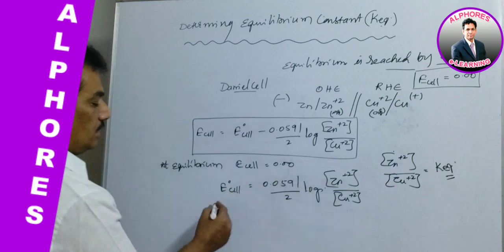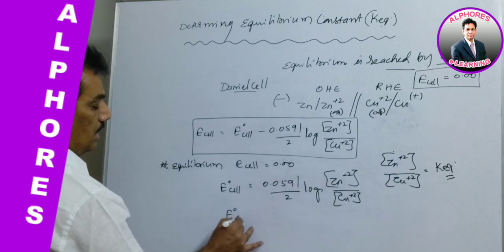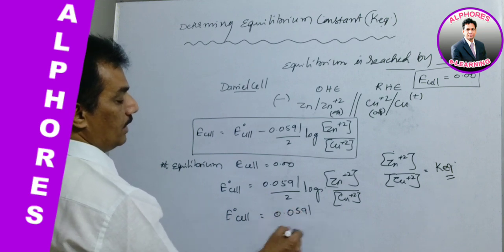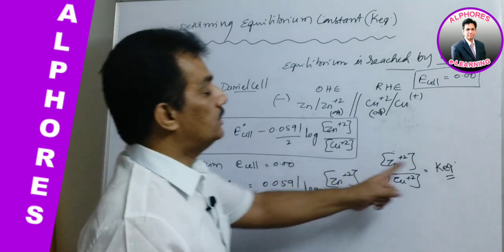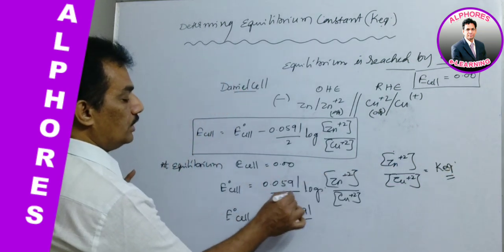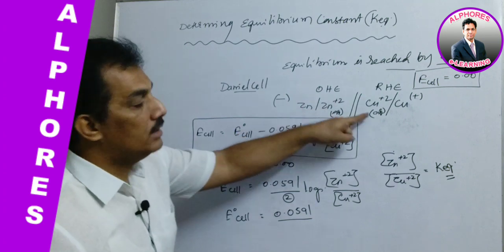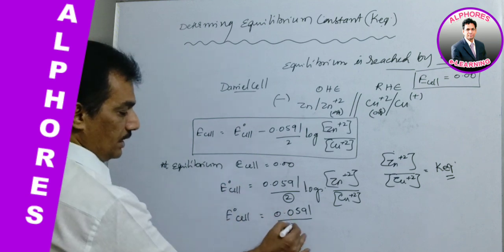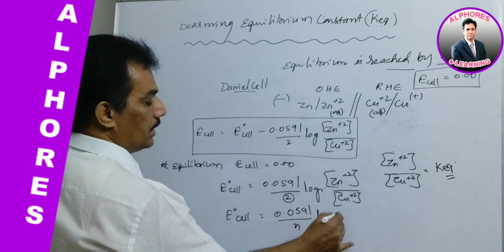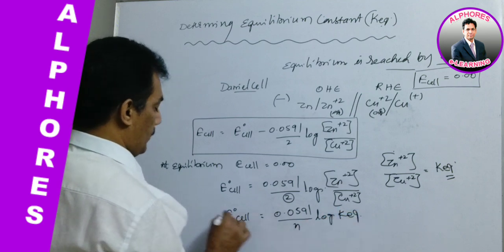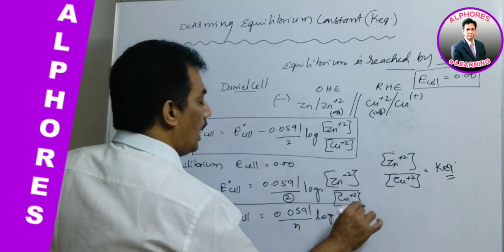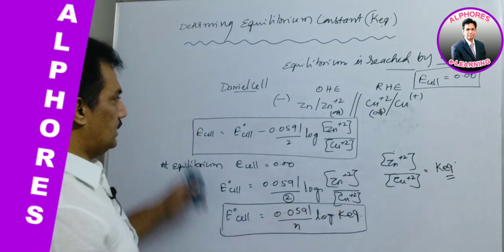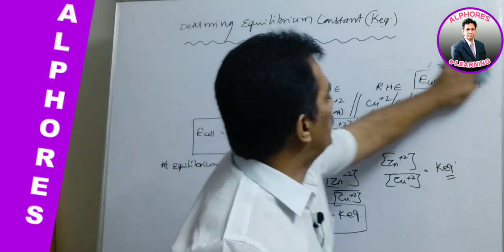And now we can write E naught cell is equal to 0.0591 by, for a general equation, this 2 is the number of electrons involved in the reaction. For a general reaction we can consider it as N. So let me write N, log K equilibrium. This is E naught cell, and from this we can calculate the equilibrium constant. And let me continue that. How to measure that equilibrium constant?